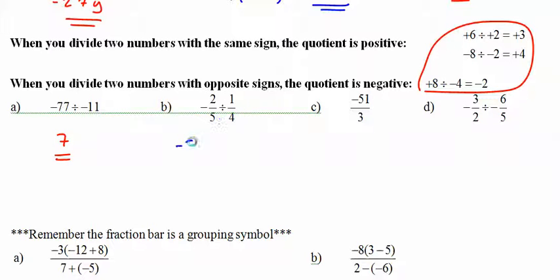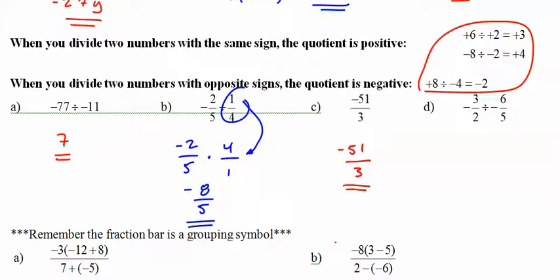Negative 2/5, ooh, tricky stuff. If I am dividing, I multiply by the reciprocal. So I take this and I flip it upside down. Negative times positive is a negative. I get negative 8/5. Negative 51/3. Not sure what I'm supposed to do with that. It's just negative 51/3.